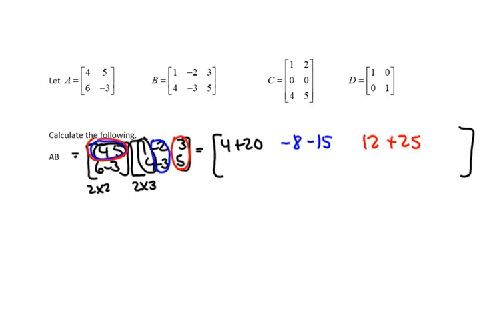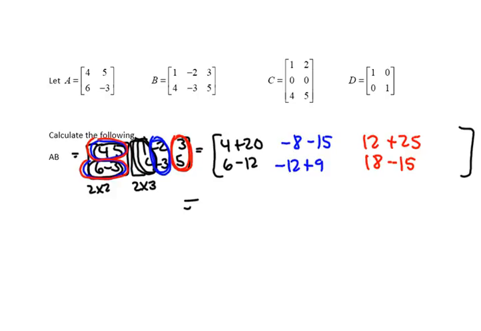So the first row of the first matrix is done, but now I got to do the second row and multiply by each one also. So 6 times 1 is 6. -3 times 4, that's -12. Okay. So now I take the second row with the second column here. So that's what? -12 plus 9. And now I'm going to take this second row and multiply by this third column. So that's what? 18 minus 15.